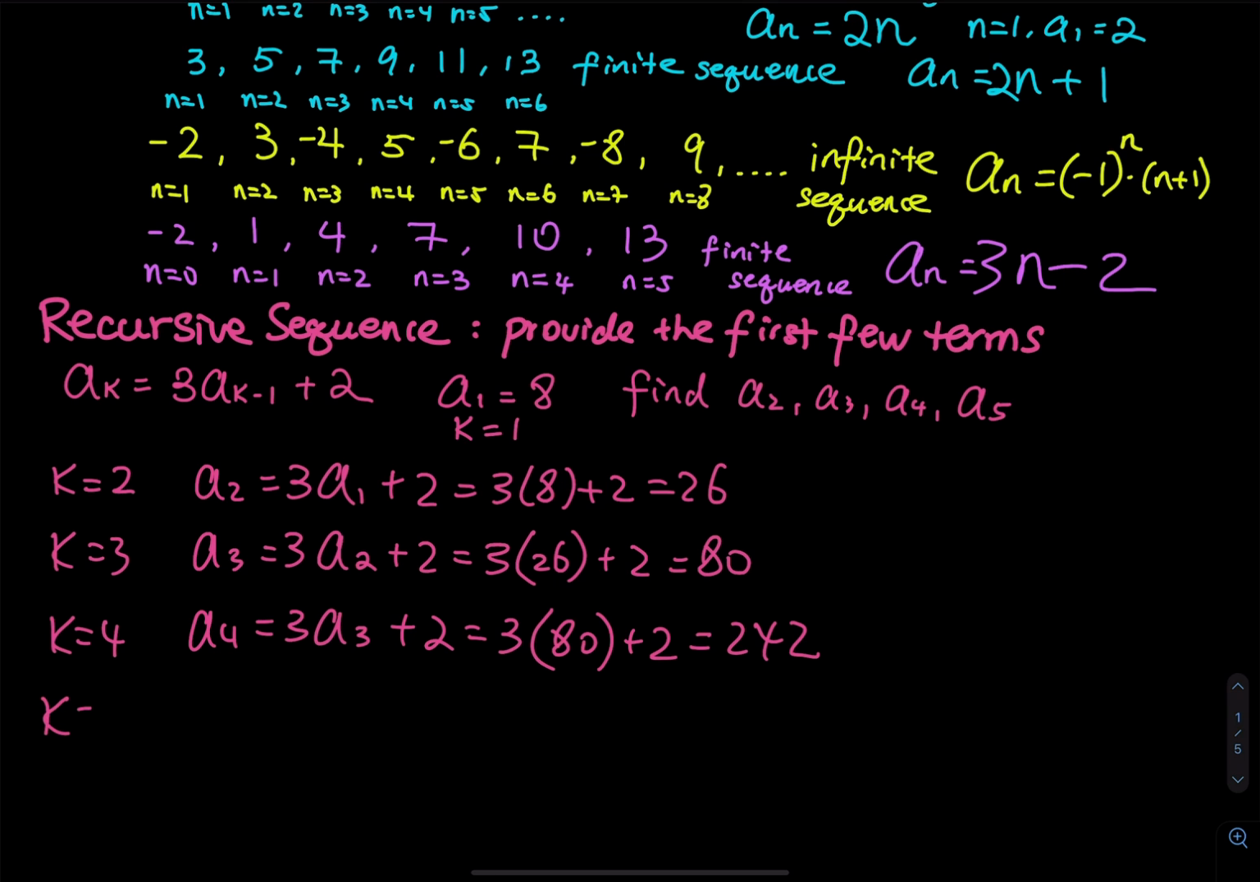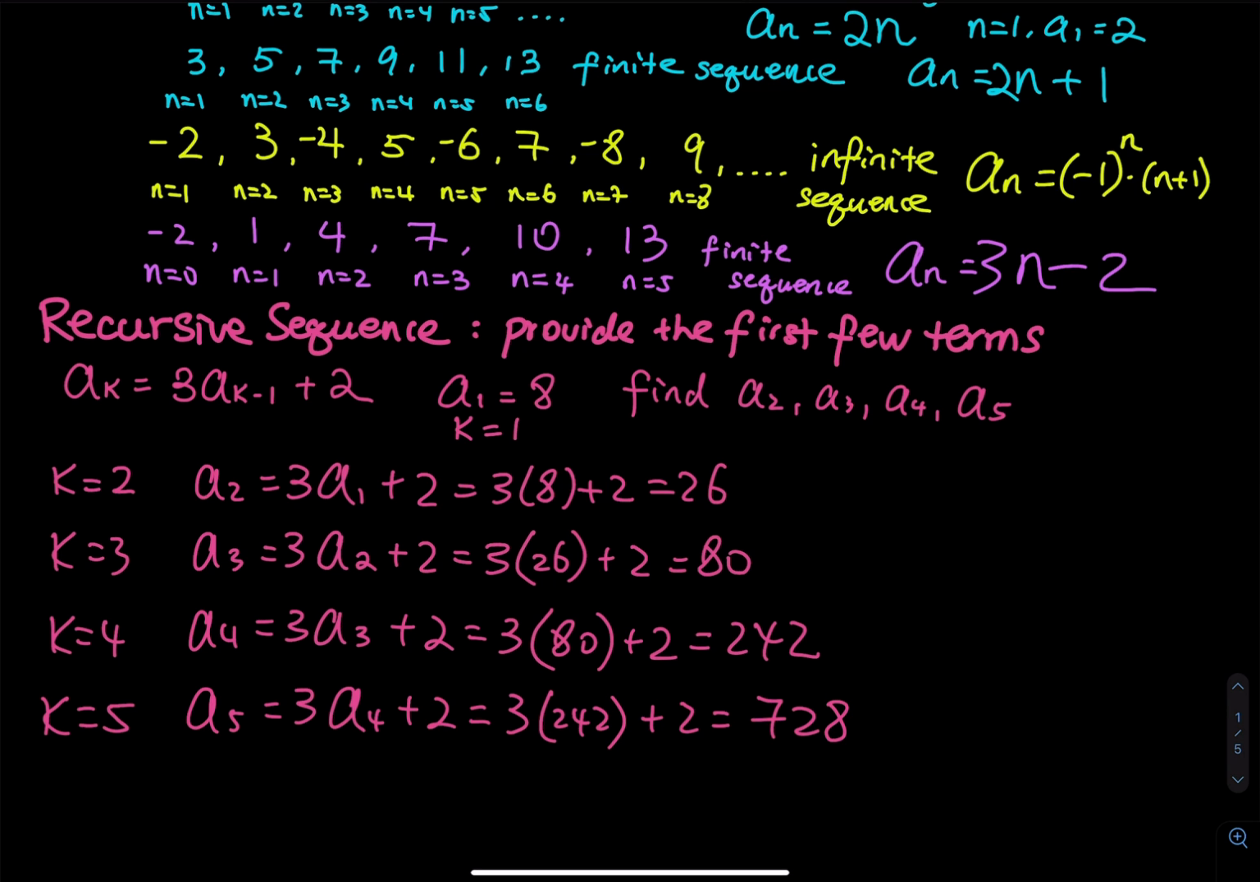And then when k is equal to 5, we have a of 5. This is 3 times a of 5 minus 1, and then plus 2. So we have 3 times a of 4, and then plus 2. That is equal to the next term. All right, so these are the first 5 terms of the recursive sequence.